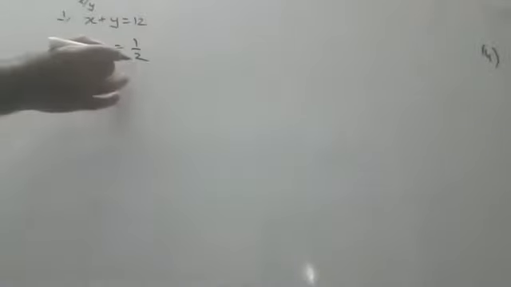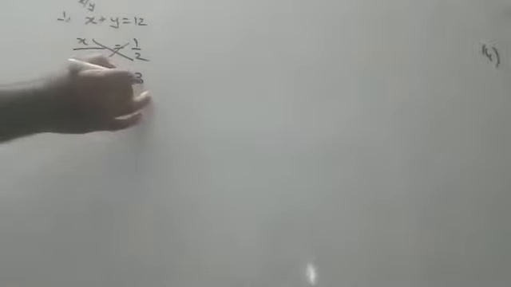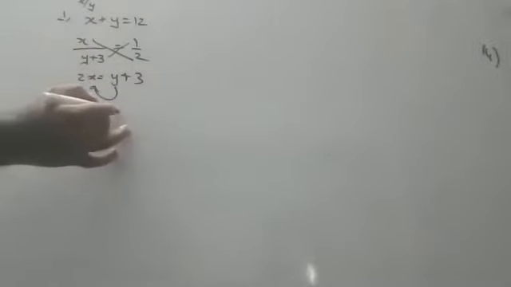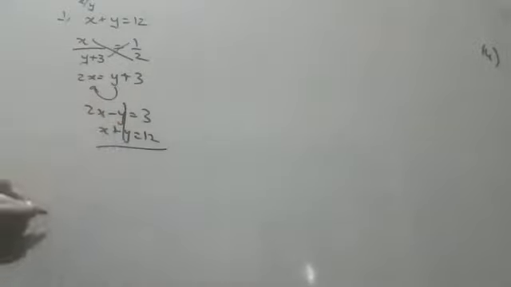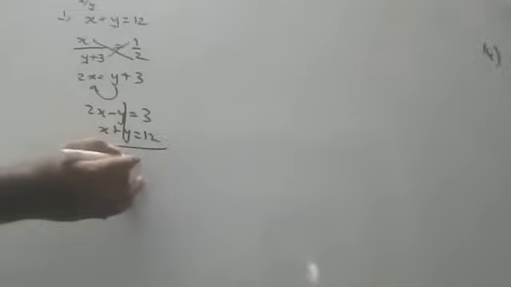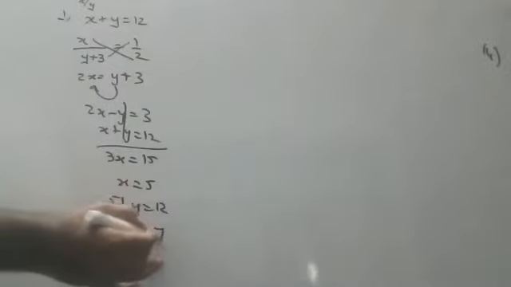Go for the cross multiplication. 2x is equal to y plus 3 into 1, y plus 3. Y comes here. 2x minus y is equal to 3 is one equation. What is the other equation? X plus y is equal to 12. Plus y, minus y cancel. So what will you get, children? 3x is equal to 15, x is equal to 5. If x is equal to 5, substitute in any one of the equations. 5 plus y is equal to 12, y is equal to 7.